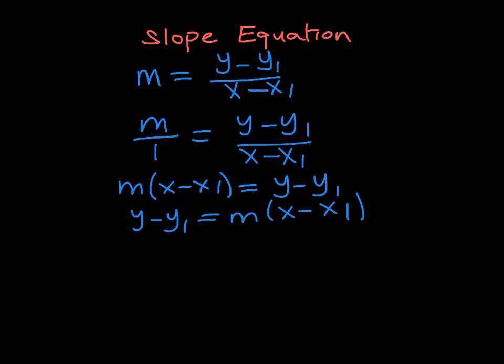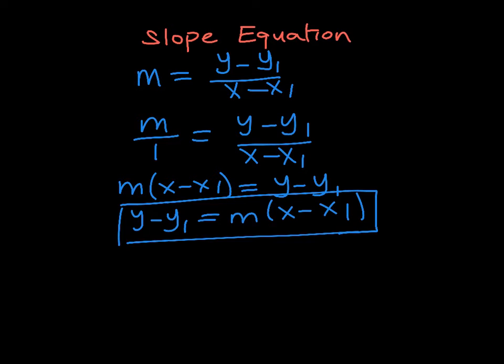Now this equation is called the point slope form of linear equation. The point slope form of linear equation. And with this equation, you can find the slope if you are not given the slope, if you have 2 points. But if you are given the slope and 1 point, you can look for the equation of the line, and so on.